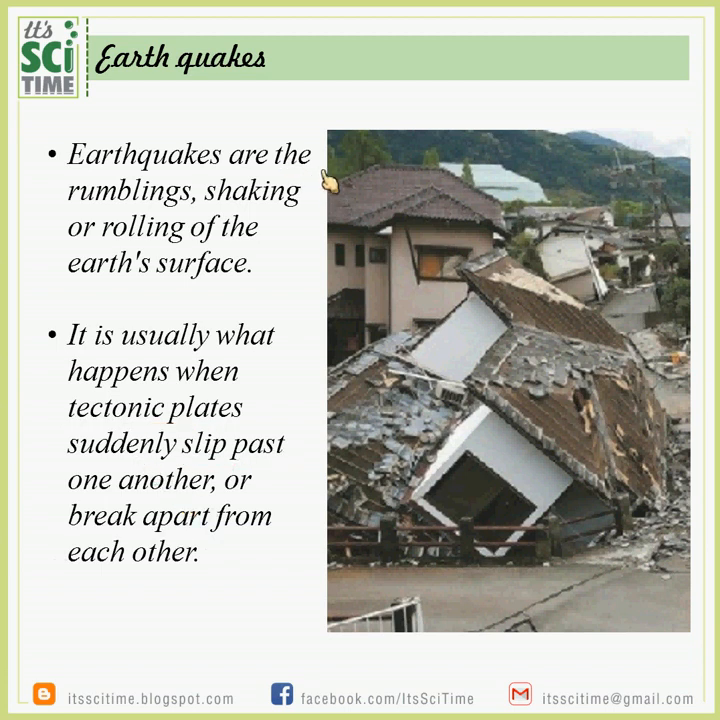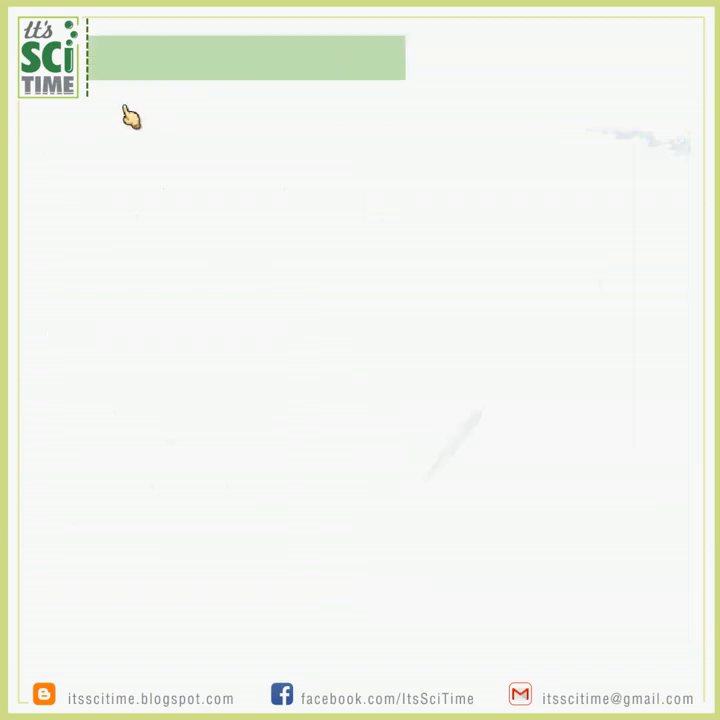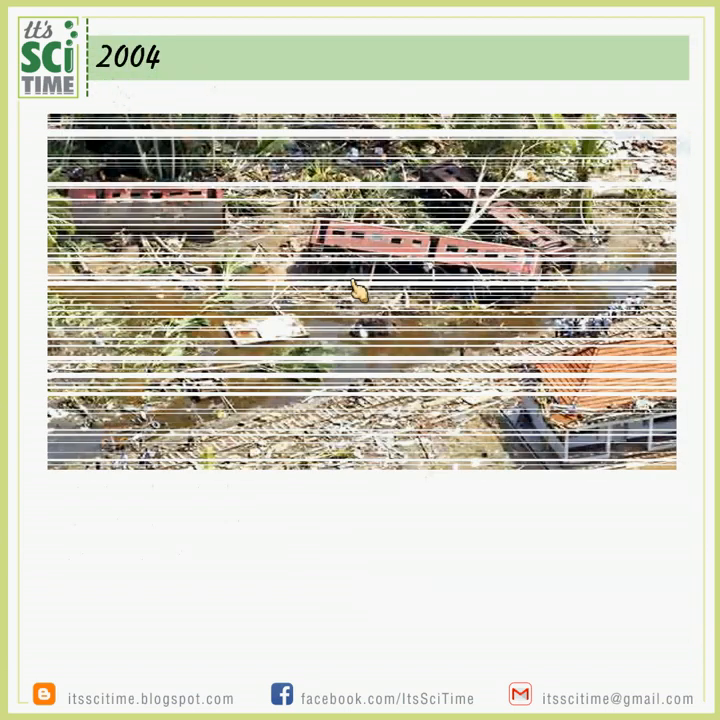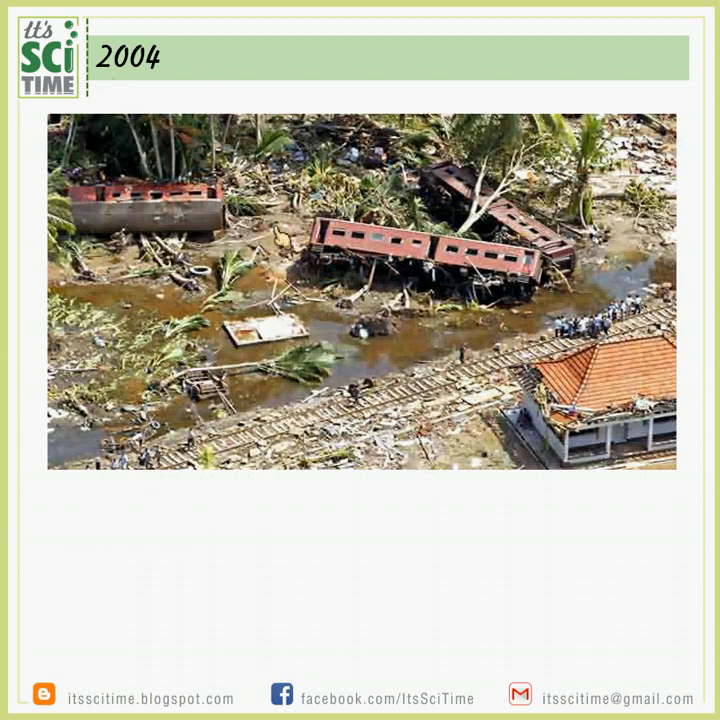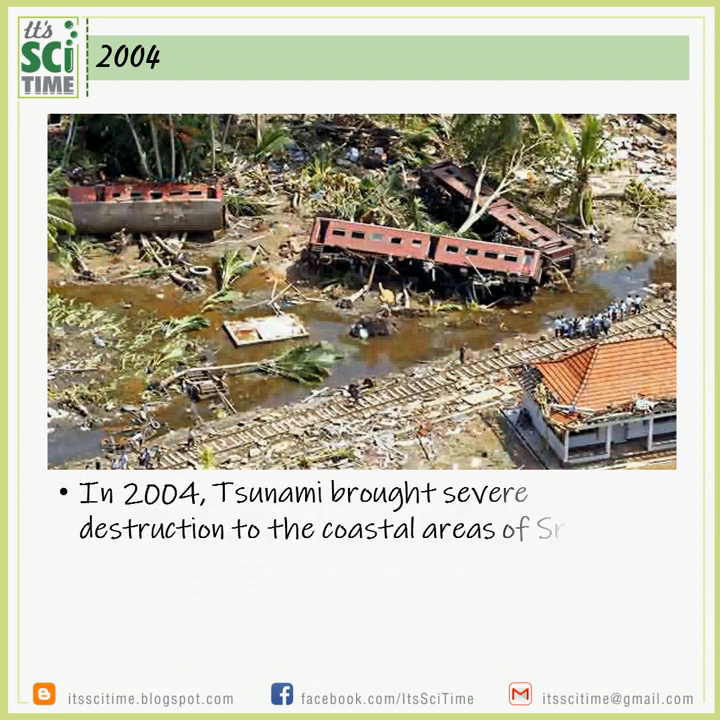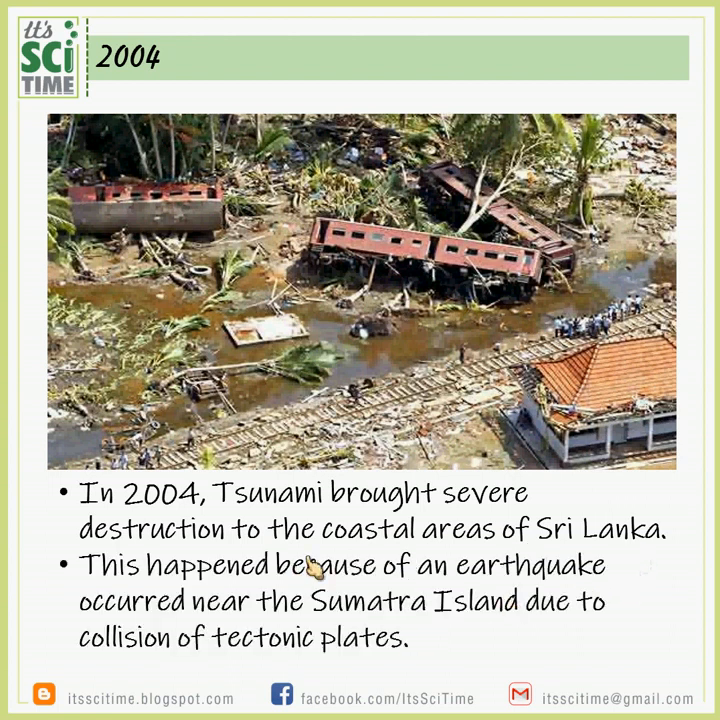There are a lot of memories of earthquakes. I will take three disastrous events that occurred in the last two decades. Look at this one. In 2004 there was an earthquake. Due to that earthquake a tsunami occurred. This picture is from Sri Lanka and this is the disaster done by that tsunami. In 2004 the tsunami brought severe destruction to coastal areas of Sri Lanka. It's because an earthquake took place in the Sumatra Islands due to the collision of tectonic plates. So that is one event.